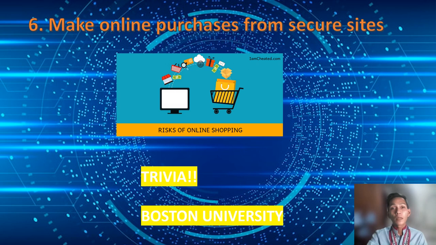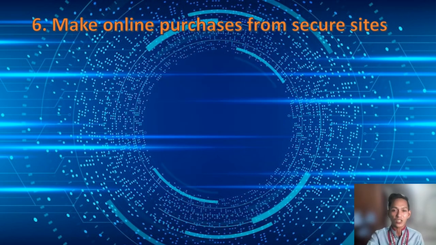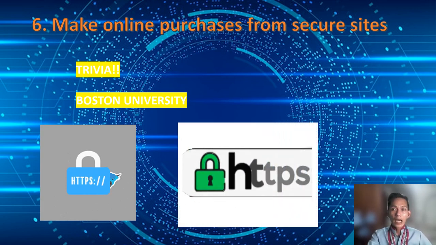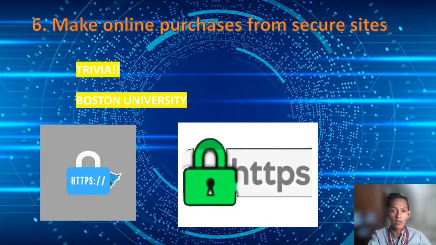The sixth rule, make online purchases from secure sites. When you purchase online, you need to provide bank account information, just what cyber criminals are most eager to get their hands on. Only supply this information to sites that provide a secure and encrypted connection. Here's a trivia. According to Boston University, you can identify secure sites by looking for an address that starts with HTTPS rather than HTTP, where the S stands for secure. They may also be marked with a padlock icon next to the address bar.